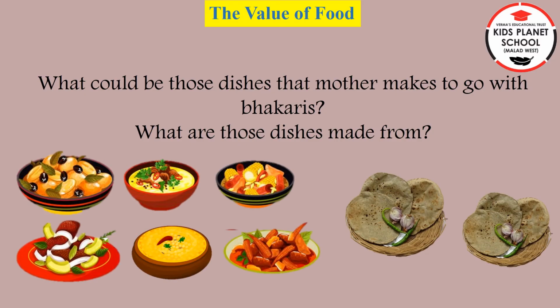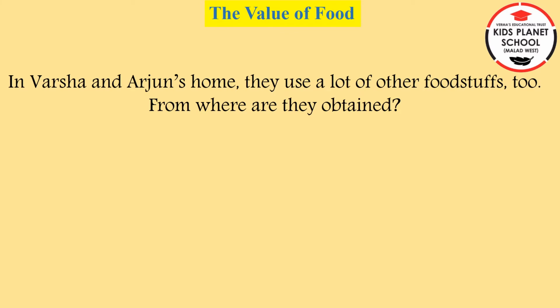What could be those dishes that mother makes to go with bhakris? It could be different vegetables, curries, chutneys, etc. But what are these dishes made from? These dishes are made from different vegetables, spices, pulses, dal, etc. In Varsha and Arjun's home, they use a lot of other foodstuffs too. From where do we get these foodstuffs?